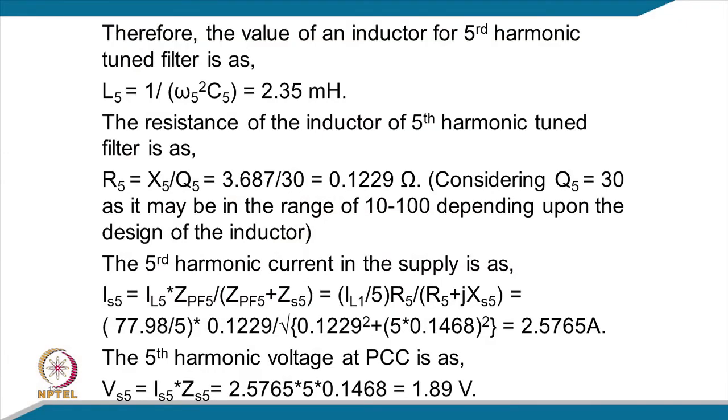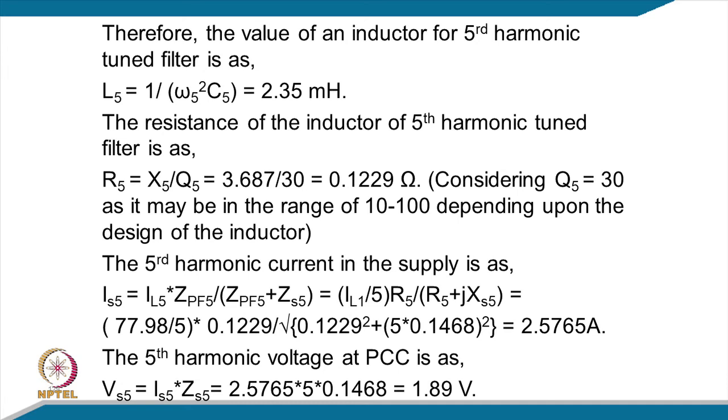Now, coming to the calculation of the other elements of the passive filter, the value of the inductor for the fifth harmonic tuned filter is L5 equal to 1 upon omega 5 square C5. So, that comes 2.35 millihenry, and the filter resistance of the fifth harmonic tuned filter, for X5 by R5, taking a quality factor of 30, comes 0.1229 ohm. The fifth harmonic current in the supply will be IL5 ZPF upon ZPF plus ZS5. Keeping the value, it comes typically only 2.5765 ampere, and the fifth harmonic voltage drop at PCC will be IS5 into ZS5.